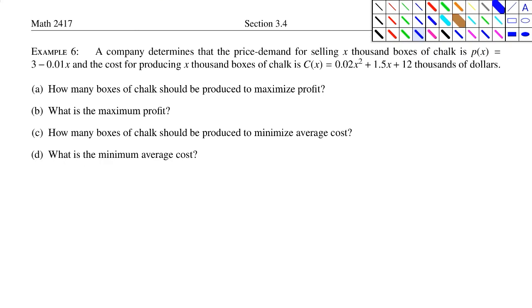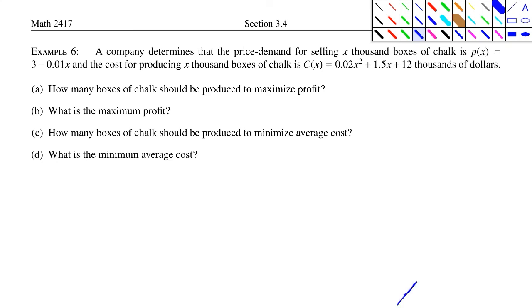We have a business example in example number 6. A company determines that the price demand for selling x thousand boxes of chalk is P of x equals 3 minus 0.01x, and the cost for producing x thousand boxes of chalk is C of x equals 0.02x squared plus 1.5x plus 12 thousands of dollars. Question A. How many boxes of chalk should be produced to maximize profit?